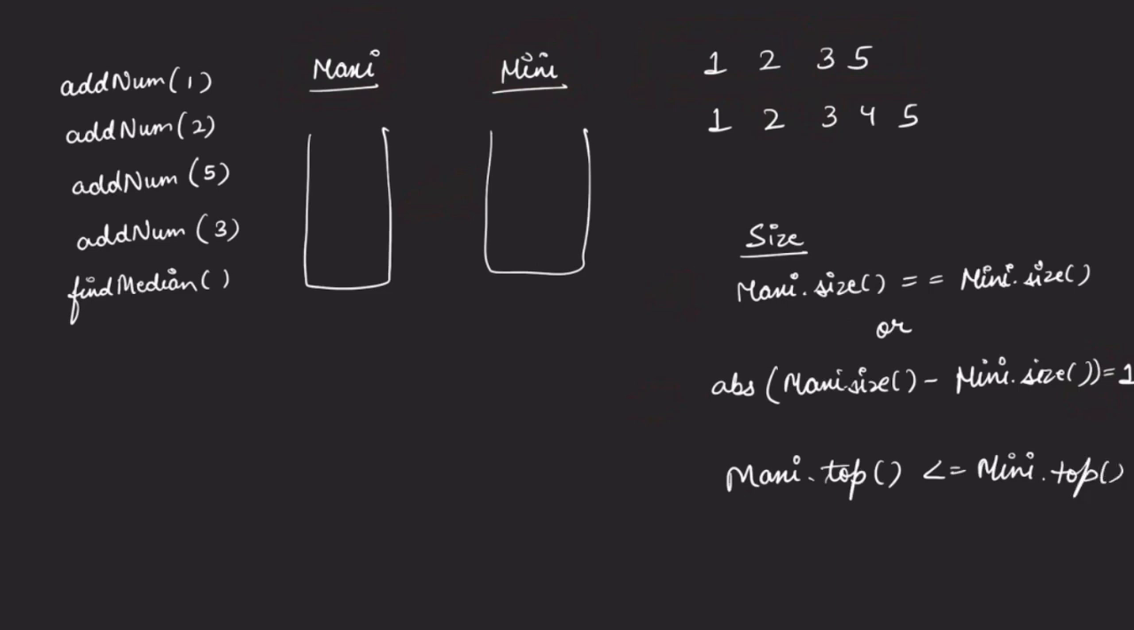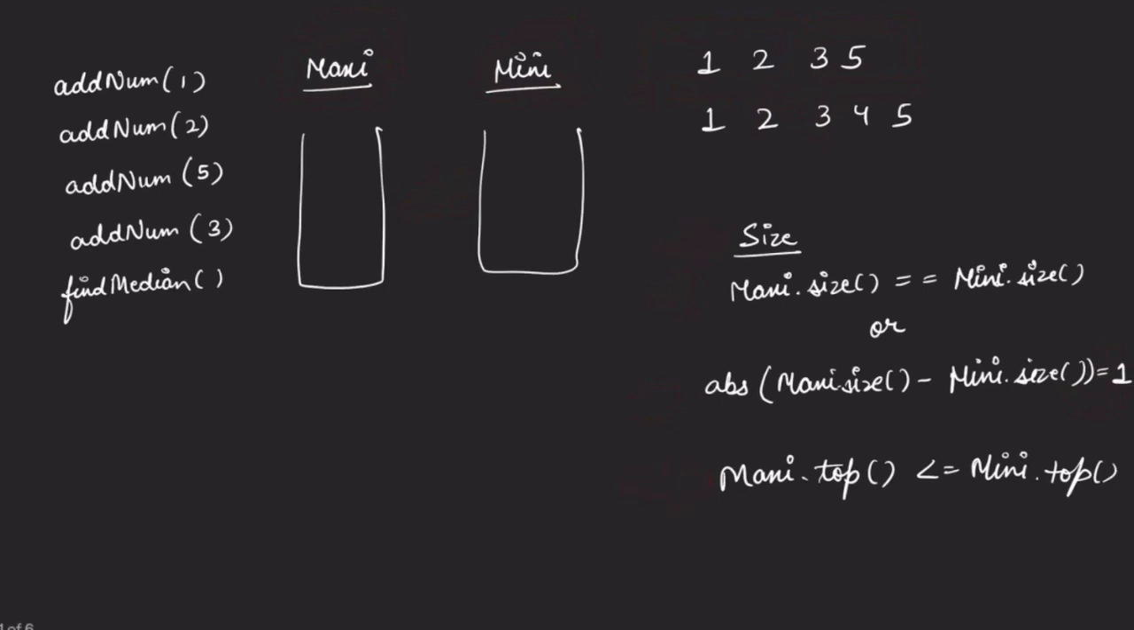So keeping these two conditions in mind, one for the top element and one for the size, we will push elements into our heaps, right? And we will try to find out the median. So whenever we have to add a number into our heaps, we will always add it in the max heap, and then we will check whether any of these conditions are violated. And if any of these are violated, then we will try to satisfy them by balancing our heaps, right?